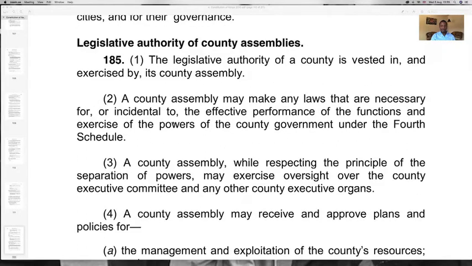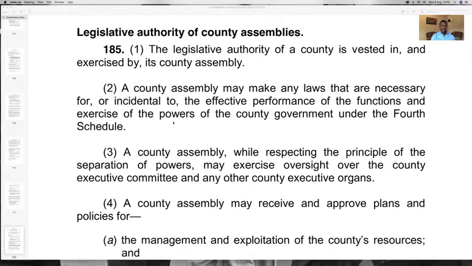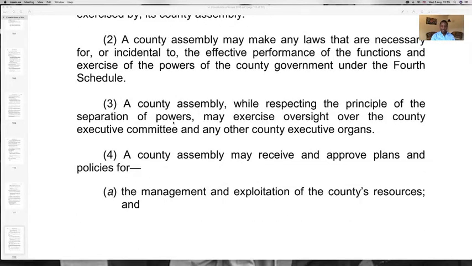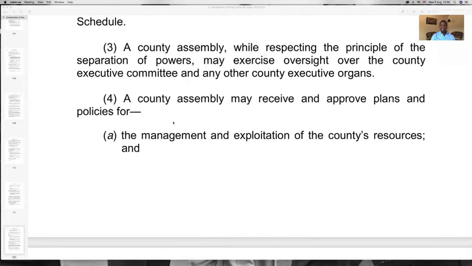A county assembly may make any law that is necessary for the effective performance of the function or exercise of the powers of the county government. A county assembly may exercise oversight over the county executive committee and any other county executive organs, that they can supervise how this committee or other county executive organs are performing their duties and functions.